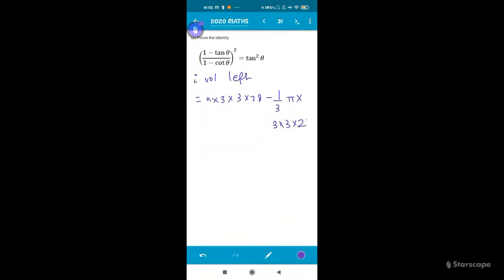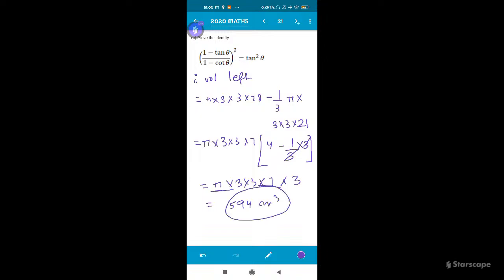So now we can see that we can take pi, 3 into 3 and 7 as common. In the first term we are left with 4, and out here we are left with 1/3 into 3, isn't it? So this gets cancelled out, so we are left with pi into 3 into 3 into 7 into 4 minus 1 is 3. If you solve it further, you are going to get the final answer as 594 centimeter cube. We have to put the value of pi as 22/7 and then we can easily simplify and get the answer.